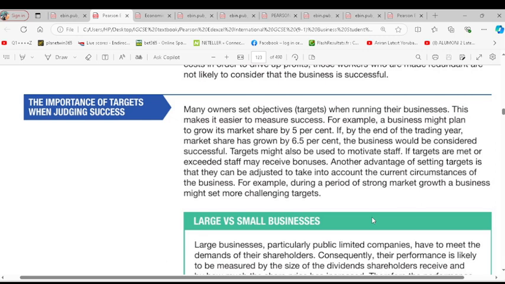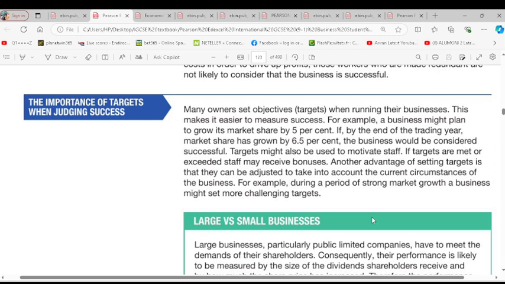So, I'm just going to explain when you are judging the success of your business. When you have to judge the success of your business, you should judge it based on the set targets. So before the year starts, this and this and this are the objectives of this business. So this is what you measure your success on.